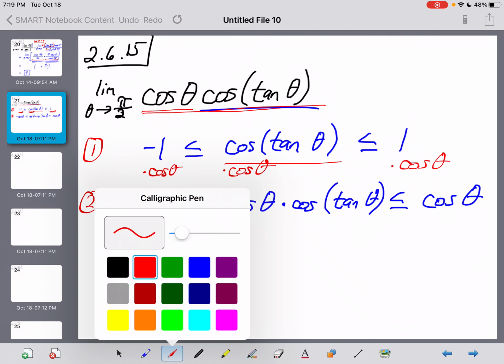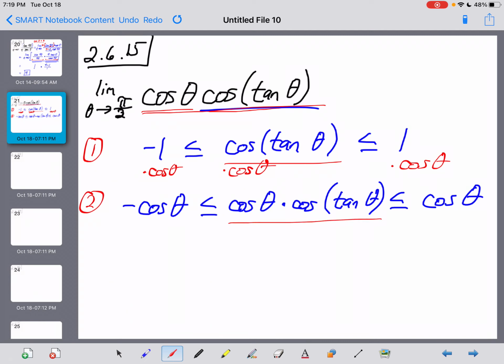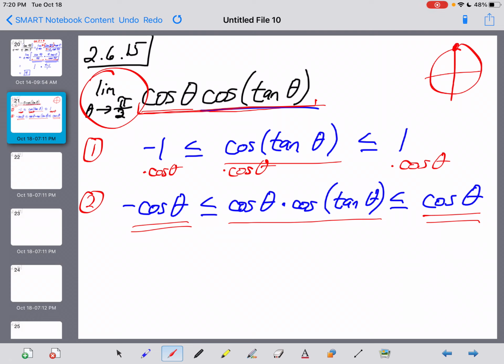The middle portion here now looks like the actual function we're taking the limit of. And the only way this works, everybody, is if the lower limiting function right here and the upper limiting function right here have the same limit as theta approaches your a value, which in this case is pi over 2. Well, lucky for us, cosine of pi over 2, your x-coordinate at pi over 2, which is right up here at 12 o'clock, is 0. So that value is 0, and the opposite of that is 0 as well.